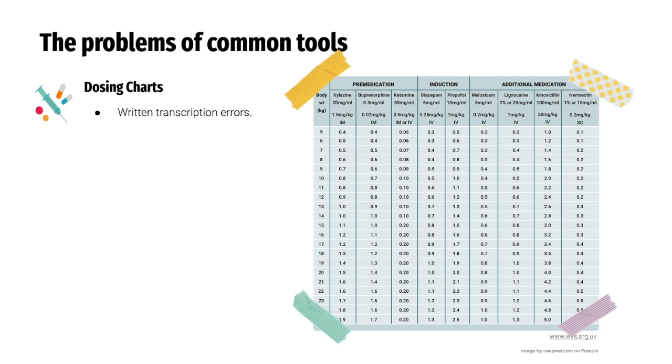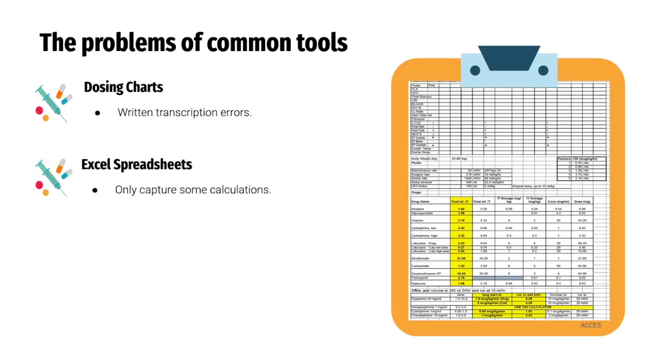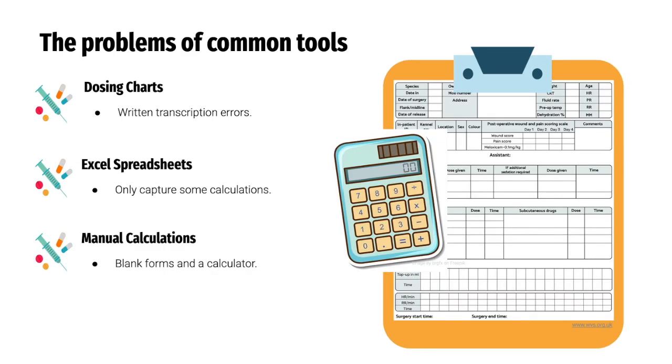First are dosing charts. The obvious problem here is the potential for visually scanning the wrong information and making transcription errors. They also don't offer precise enough dosing for the smallest patients. Next are Excel spreadsheets, which have the capability to automatically calculate drug doses just by entering a patient weight. And while this is an improvement, it can't capture all possible calculations of the many options available for anesthetic protocols. For this reason, many drugs are still manually calculated when using this tool.